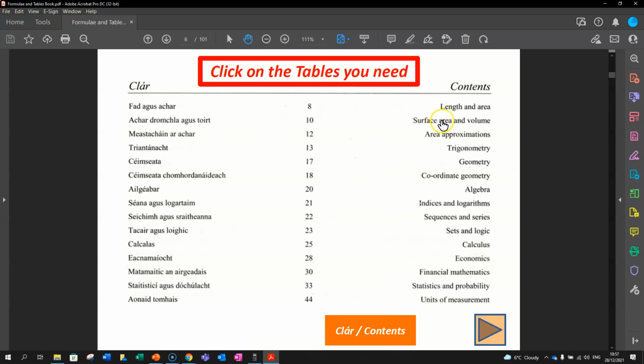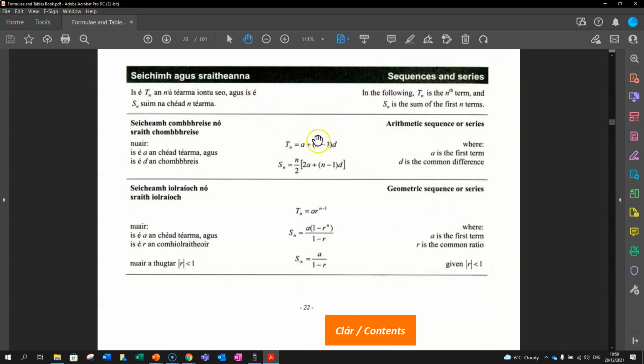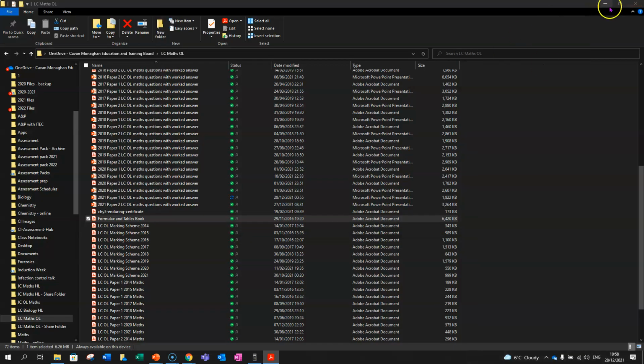I'm looking for sequences and series. It's here on page 22. So click on that, and I have the stuff for arithmetic sequences here, and geometric is down here. Okay, so I'm looking for the t term. I think it's t of 10. That's the formula I need. So let's get rid of that, and we can keep going.